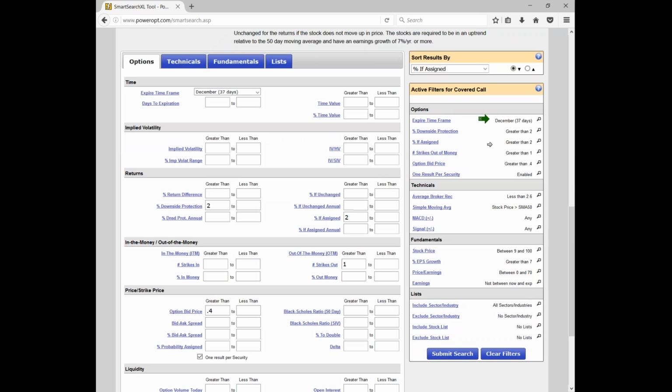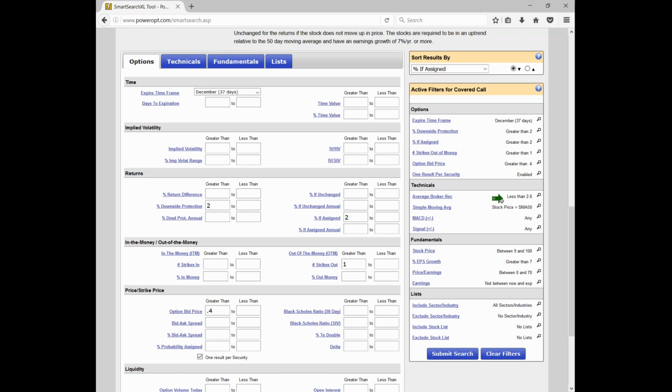So we've set that to December. We're looking for a minimum downside protection of 2% or more, and a minimum percent if assigned of 2%. We're forcing it to be at least one strike out of the money, and a minimum option bid price of at least 40 cents. We've put in some other basic criteria.